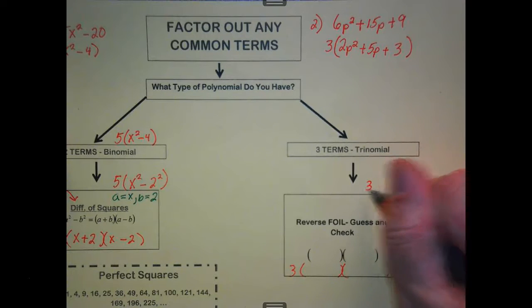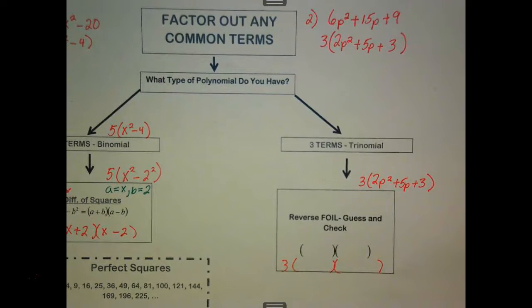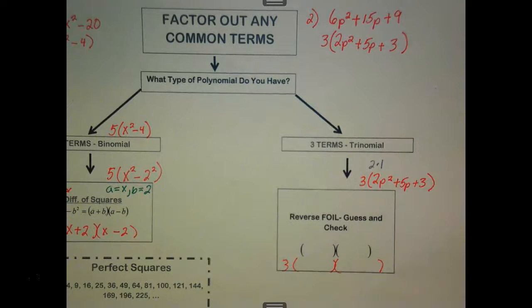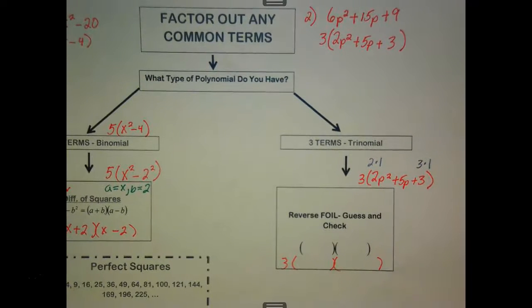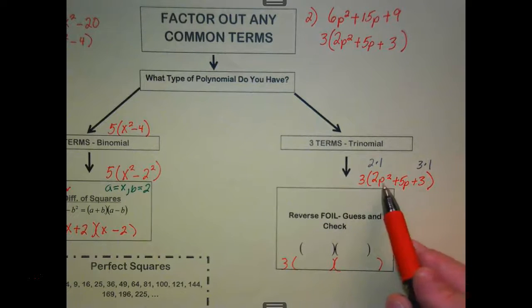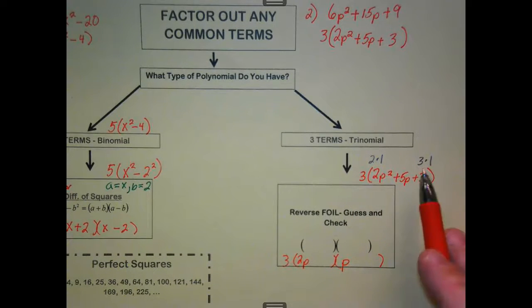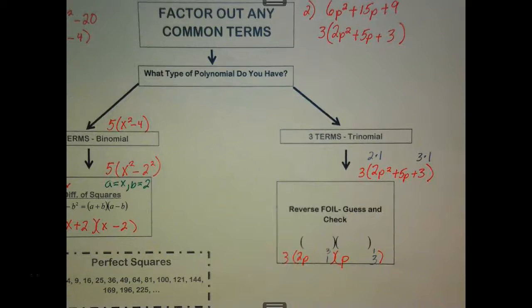So here's my little problem I have to reverse FOIL. I have 2p squared plus 5p plus 3. Okay, factors of 2: 2 times 1, that's it. Factors of 3: 3 times 1. So the 2p squared is nothing I can do about it. I have to put a 2p and a 1p. Now, the 3. I'm either going to put a 3 here or the 1 here, and that means I have 1 or 3. Right?